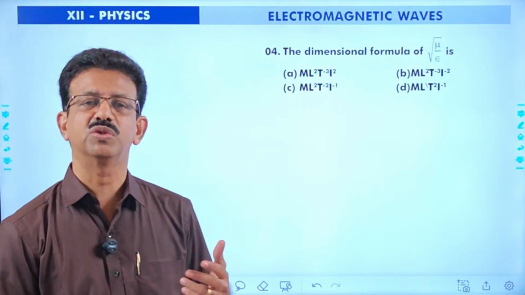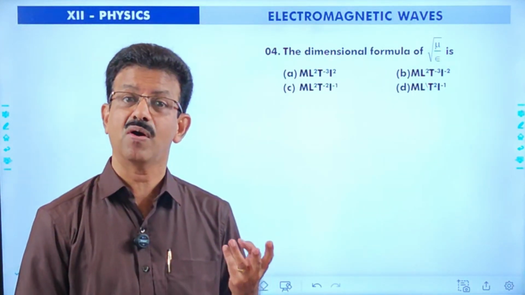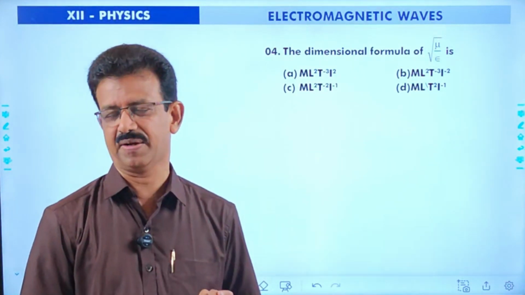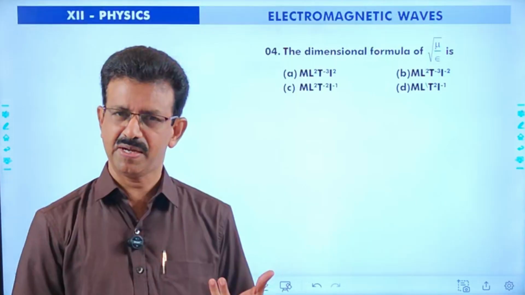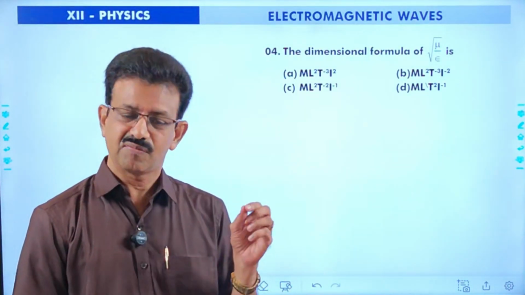Now, we are going to question number 4. The question is the dimensional formula of root of mu by epsilon. Mu is the magnetic permeability, epsilon is the electric permittivity.